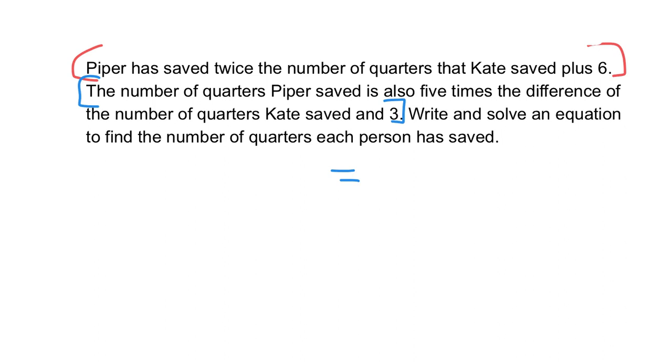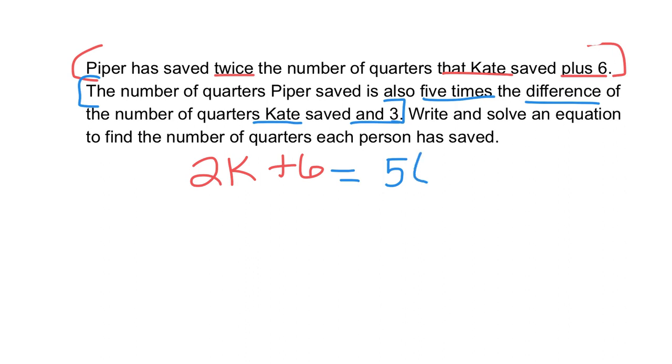So the first sentence says Piper has twice the number of quarters Kate has plus 6. So that's going to look like 2 times K plus 6. The second sentence says Piper has 5 times the difference of the quarters Kate has and 3. So 5 times a difference. Difference means to subtract. So to show 5 times something subtracted, I've got to use some parentheses. So difference of K and 3. And so there's an equation I can solve. The first sentence equal to the second sentence because both sentences describe what Piper has.